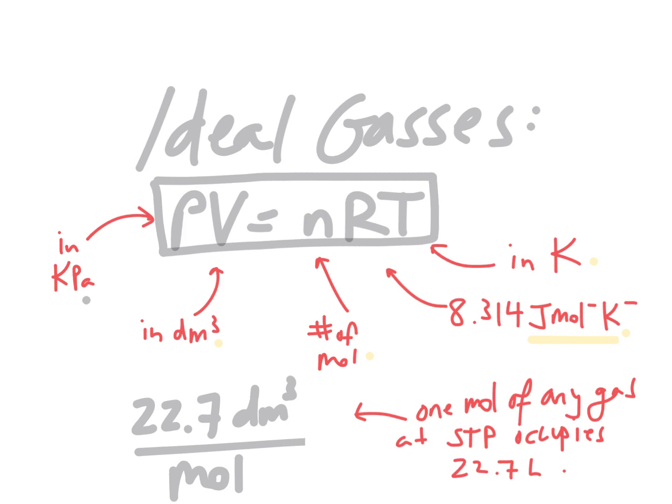And then finally, don't forget that you can make a presumption. It's called Avogadro's law, which says that 1 mole of any ideal gas at STP, which is 0 degrees Celsius and 100 kPa pressure, will occupy a volume of 22.7 liters. That's given in the IB data book, so you don't have to memorize it. You just have to remember that it can be a useful shortcut.